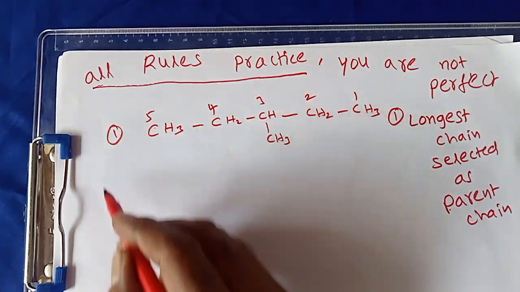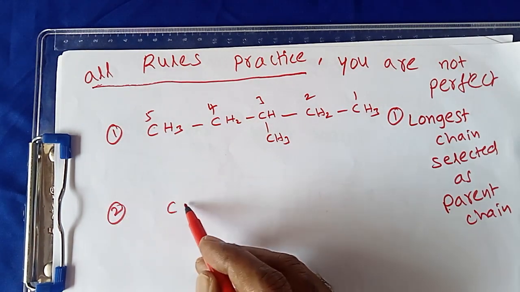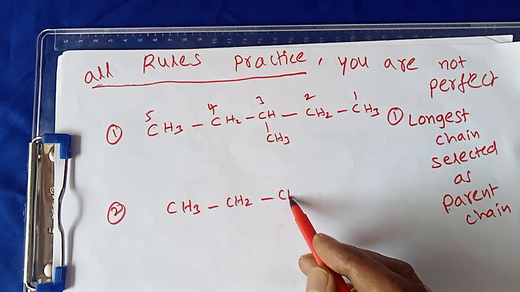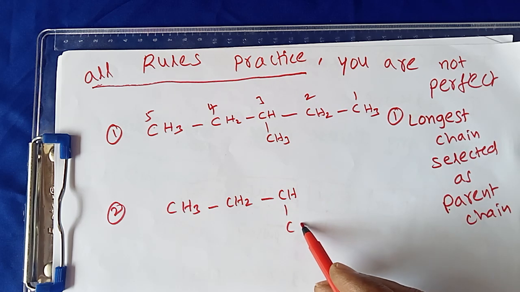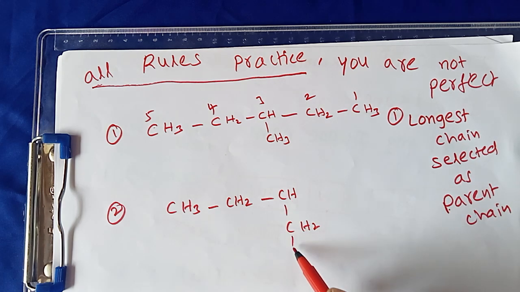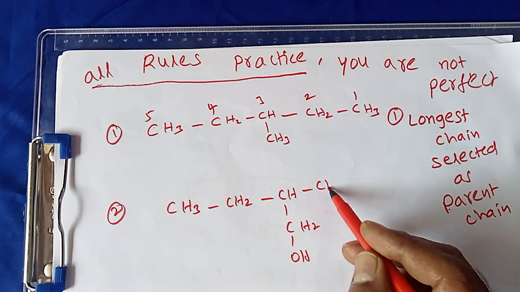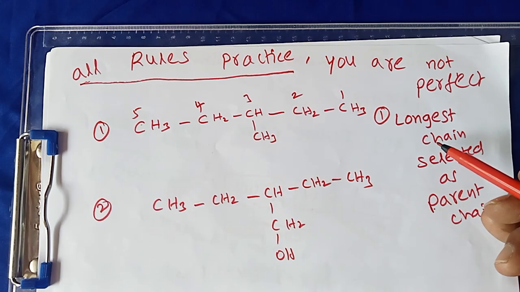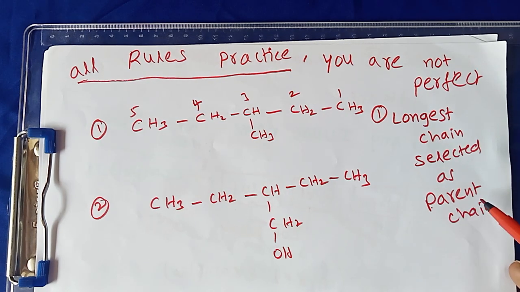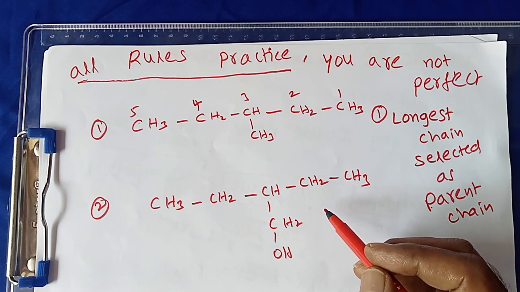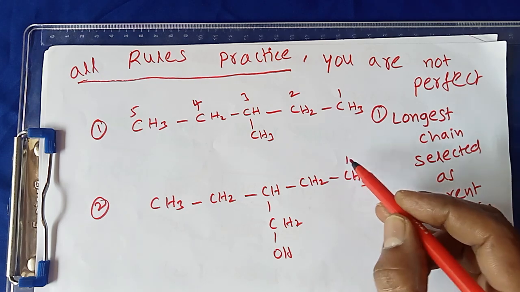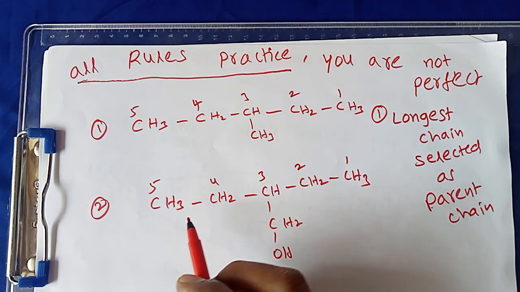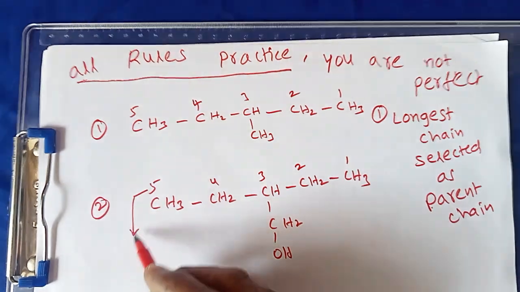But for this same rule, if I take the same compound like this: CH3, CH2, then again CH, CH2, here OH, CH2, CH3. Students are prepared to fix the longest chain as always the parent chain. But if you see this, here 1, 2, 3, 4, 5 is the longest chain, but this is not the parent chain.